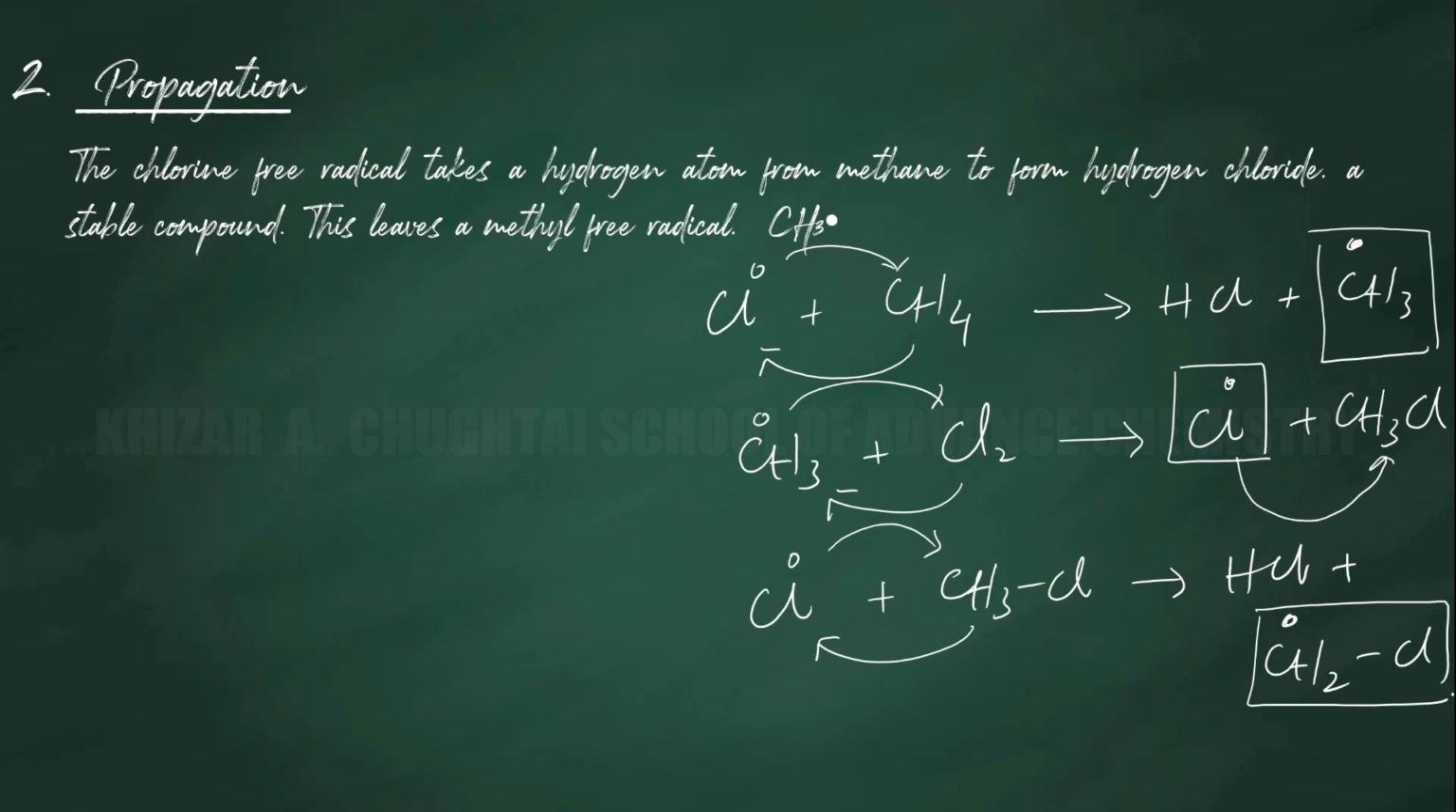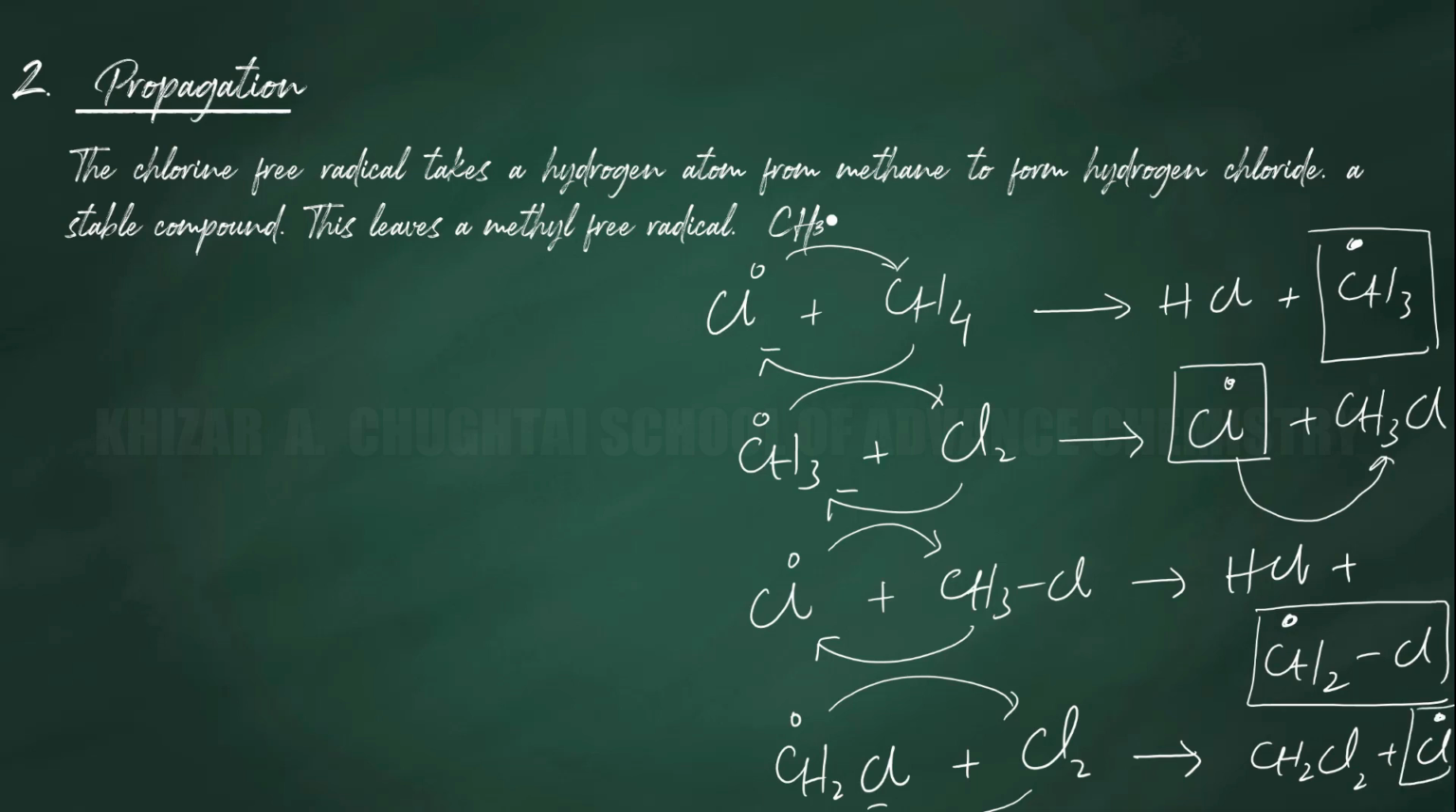Whenever there is a radical on the carbon atom, it will react with normal Cl2 molecule. CH2Cl will react with normal unbroken Cl2 molecule, and again there is an exchange of free radical by halogen atom, and we will get CH2Cl2 plus Cl radical. So in this case, once again there is the formation of Cl radical.